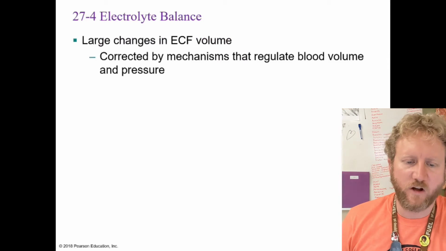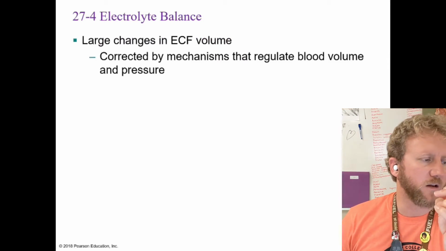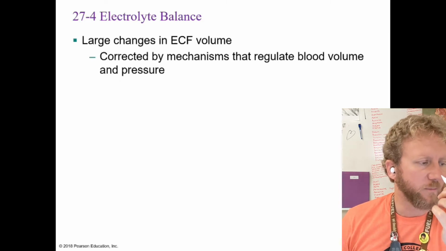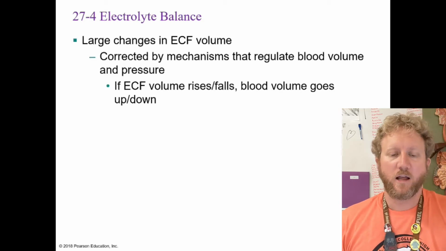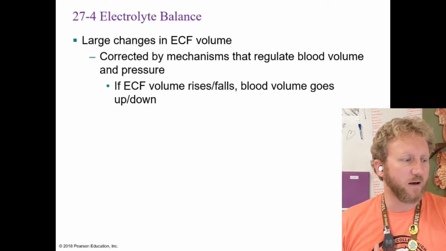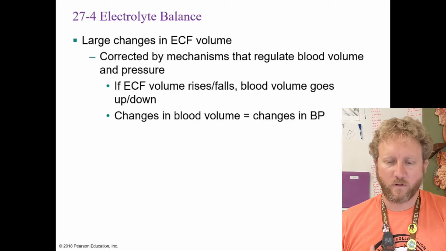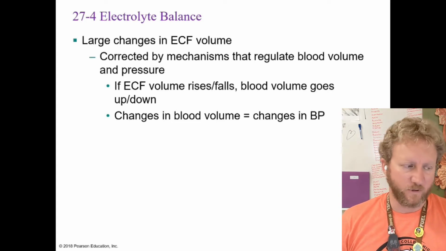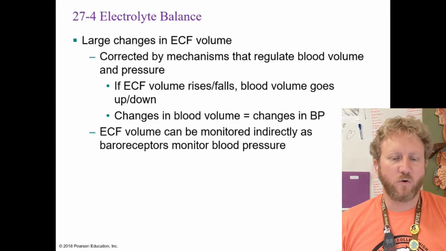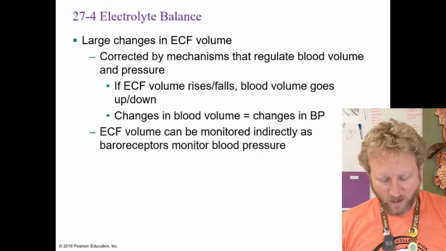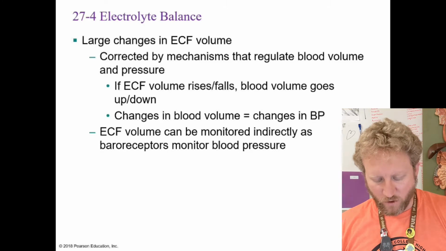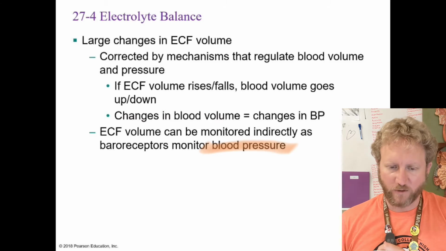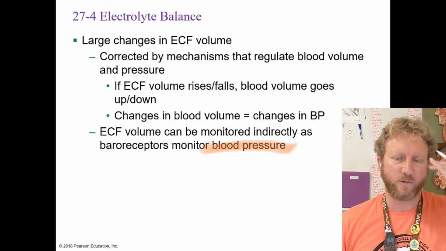Large changes in ECF volume are going to be corrected by things that regulate blood volume and blood pressure. I mentioned that as the volume goes up, blood pressure goes up. If blood volume goes down, blood pressure is going to go down. So you can monitor ECF volume by monitoring your blood pressure for the large changes in volume. Smaller changes, which you may not notice, are going to be detected by the osmoreceptors in your brain.